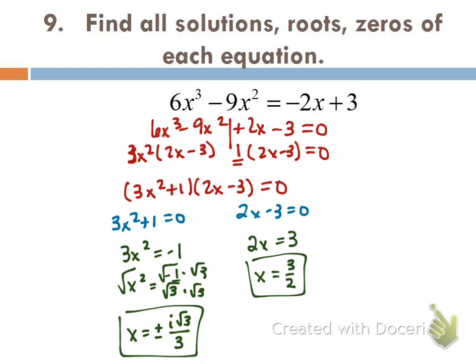Remember, when you're factoring by grouping, you always have to factor something. So on the right side, even though I already had 2x minus 3, I had to factor out that 1. That way I had 3x squared plus 1 and 2x minus 3.